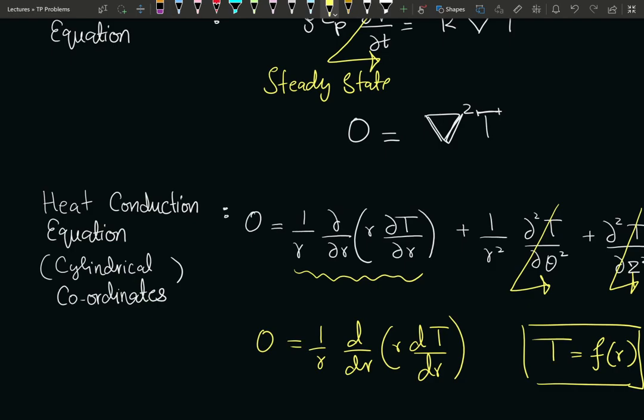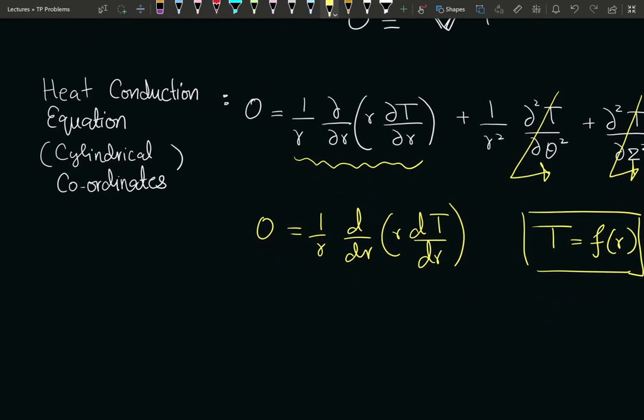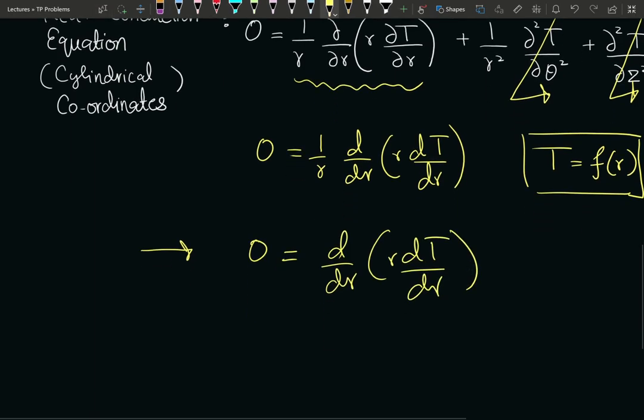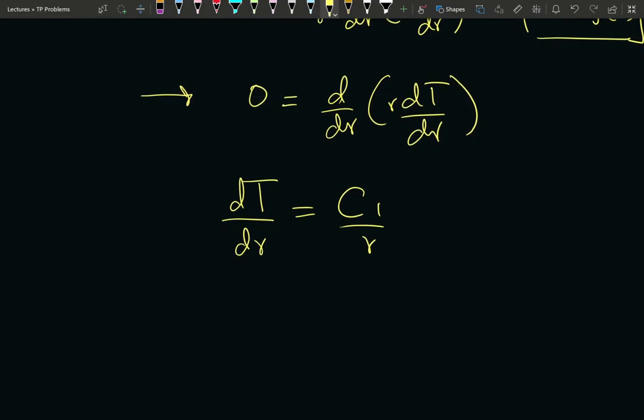So now let's integrate this. Upon integration, let's see what we get. Sorry about that, I'm just going to get done with this real quick. So upon integrating once, you get C1 over r. Let's just use different colors for our constants of integration. C1. And upon integrating twice, you get T equals C1 times natural log of r plus C2, which is the second constant of integration.